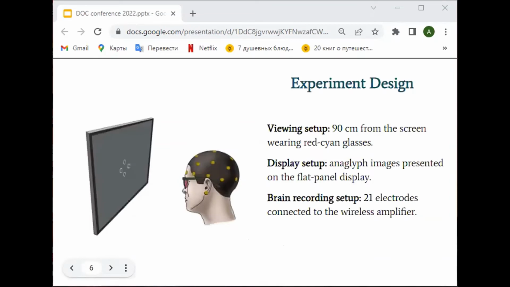Before starting the experiment, the participant was comfortably seated 90 centimeters from the flat panel display. 21 electrodes, according to the International 10-20 system, were placed directly on the scalp, while considering the impedance, which was required to be lower than 10 kΩ.